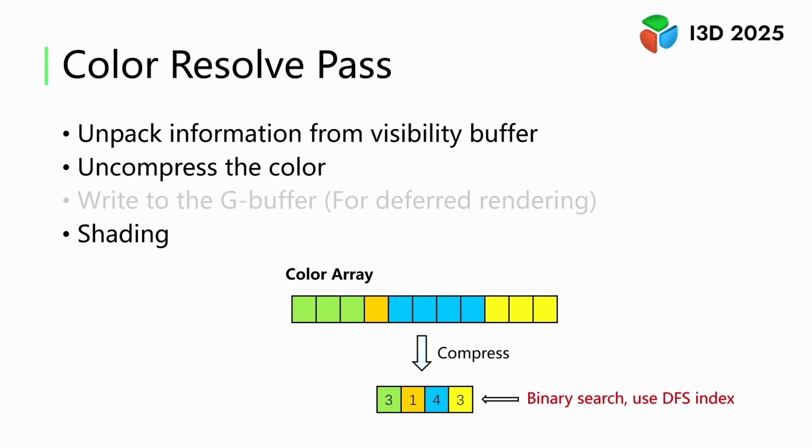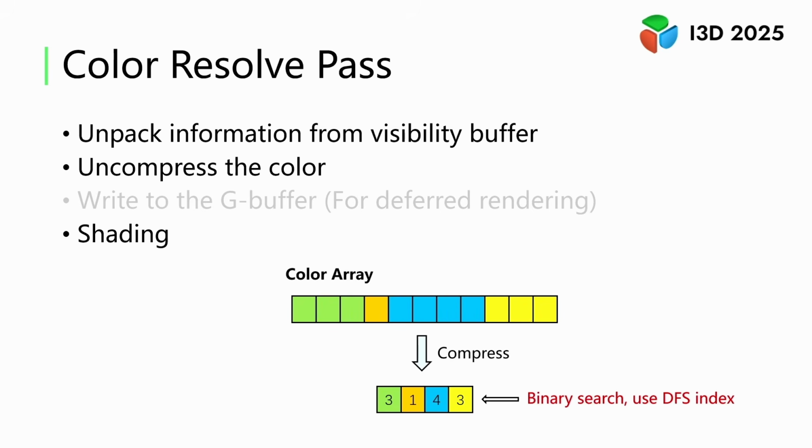In the color resolve pass, we divide the screen into 8x8 tiles and allocate a thread group to each tile in the compute shader, assigning one thread to each pixel to compute its color. First, we retrieve the information for the pixel from the visibility buffer. If the information is valid, we extract the normal, chunk ID, and voxel position.